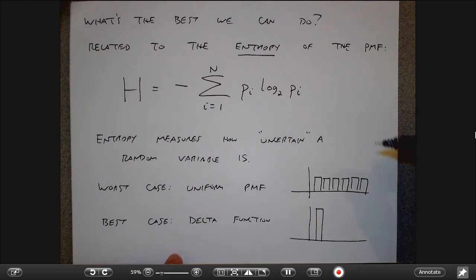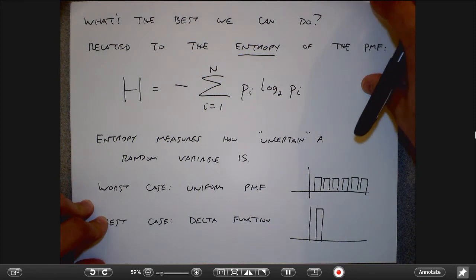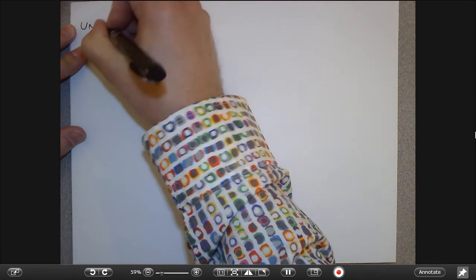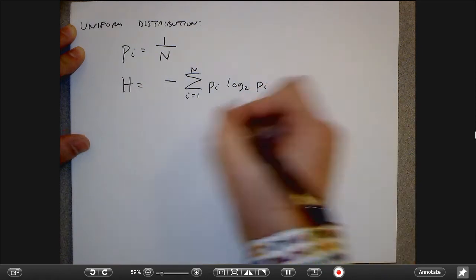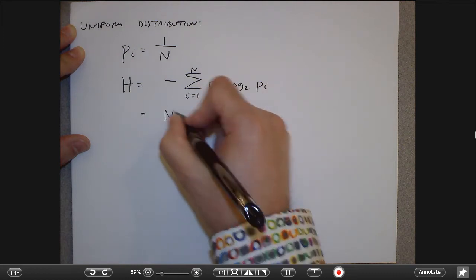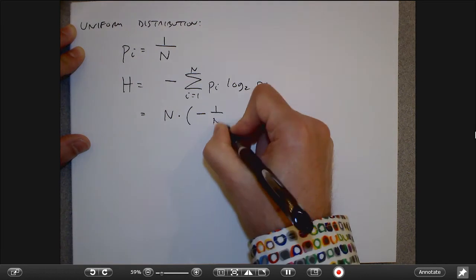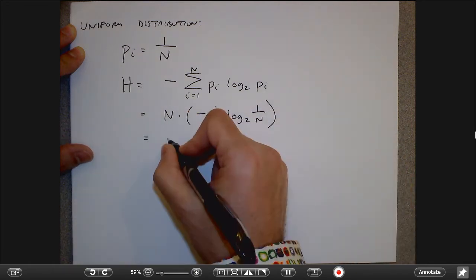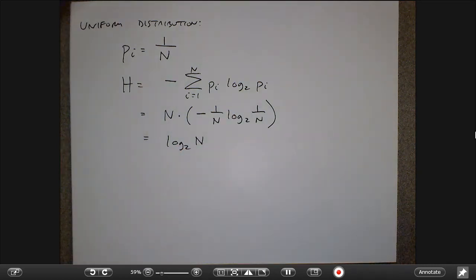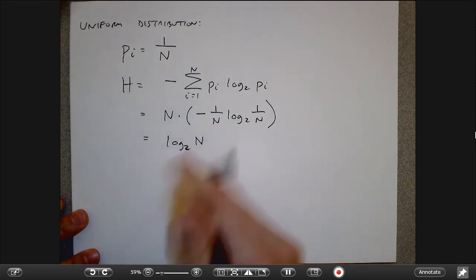So for a uniform PMF, let me recompute this here. For a uniform distribution, the probability of being in each of these is 1 over n, where I have n levels. And that means my H is going to be, writing this again, minus the sum of p_i log 2 of p_i. So that means I'm going to have n times negative 1 over n log 2 of 1 over n. These are going to cancel out, and what I'm going to get is log 2 of n. So if I had 8 levels, then the entropy is going to be 3, since log 2 of 8 is 3. So in some sense, that's the worst case.